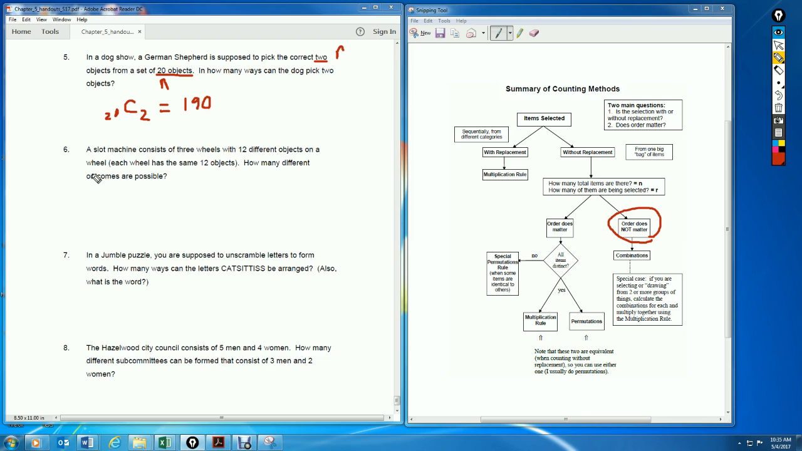Okay, number 6, slot machine, 3 different wheels, 12 different objects on a wheel. How many different outcomes are possible? In this case, think of this as being 3 sequential categories, okay? So first wheel, second wheel, third wheel. Each wheel has 12 possible outcomes. So using the multiplication rule, we're just going to multiply those all together, and you should get 1728.